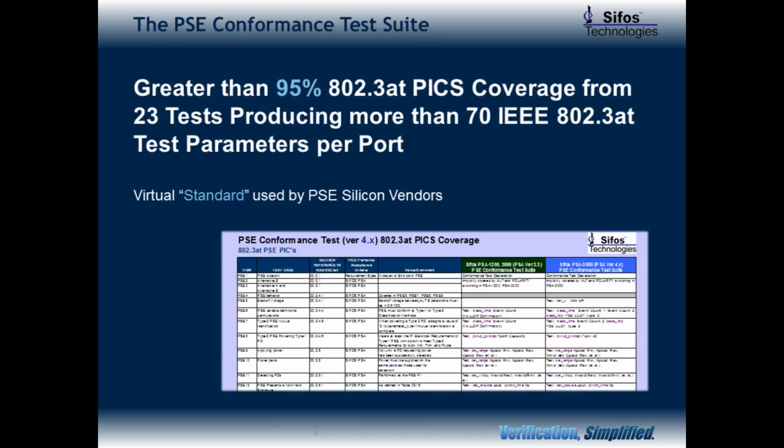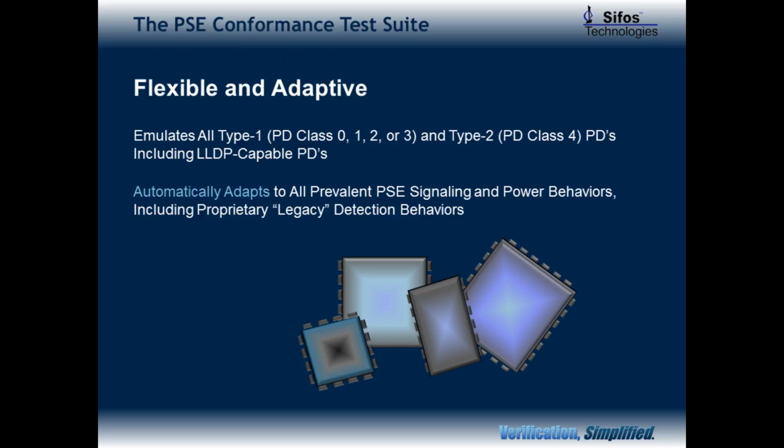The PSE Conformance Test Suite provides greater than 95% 802.3 AT PICS coverage from 23 tests producing more than 70 IEEE 802.3 AT test parameters per port. It has become the virtual standard used by PSE silicon vendors. The PSE Conformance Test Suite automatically adapts to a wide variety of physical layer signaling schemes and power control behaviors inherent to modern PSE controllers. Each PSA test port flexibly emulates a variety of normal and aberrant PD behaviors while assessing PSE responses to those behaviors in the context of IEEE 802.3 AT specifications.